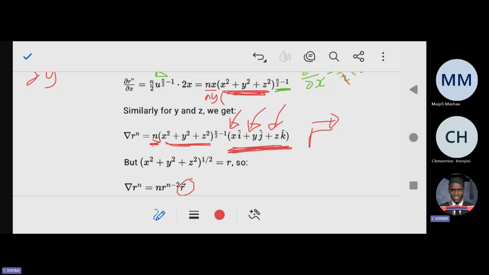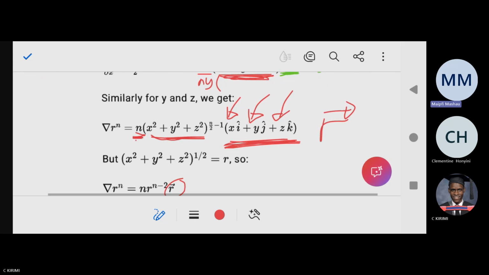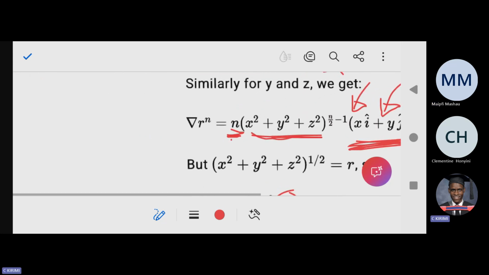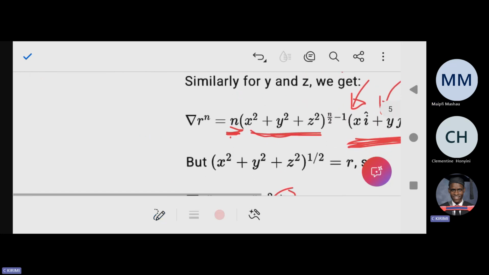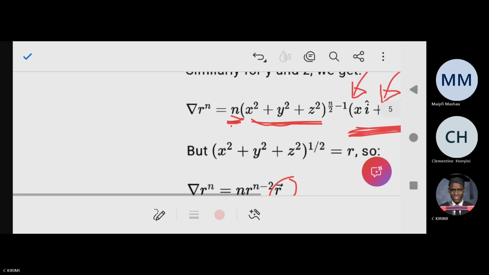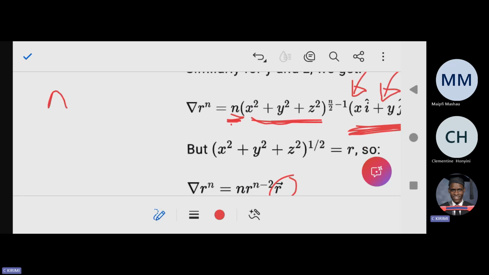So how did we get the minus 2? Where it says n to the power minus 2, where is it coming from? It's like this. Let's say n over 2 minus 1.